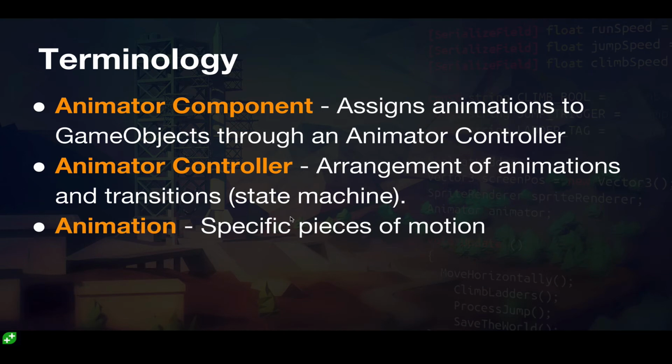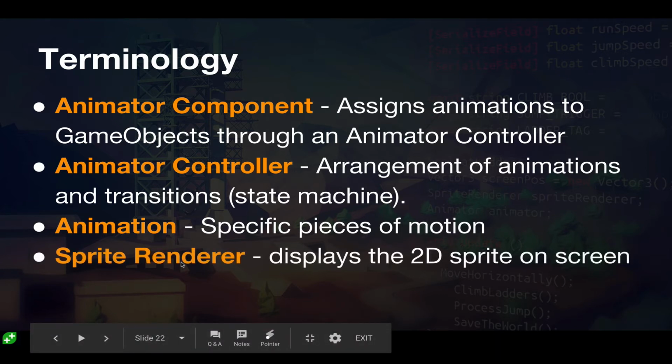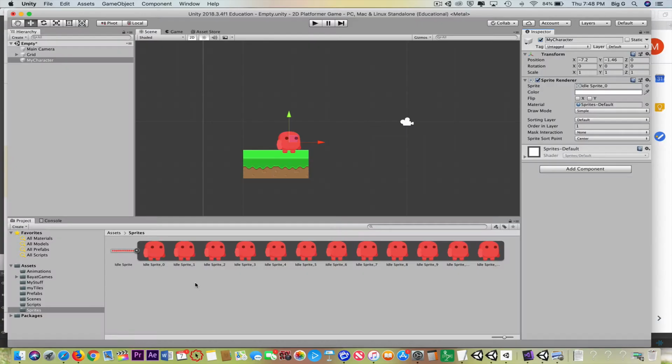And you need an animation. That is the actual animation. The animation gets put into the animator controller, and then the animator controller goes in the component. And it all starts with the sprite renderer that actually displays the 2D sprite. So let's go and create these 3 objects and make an animation.